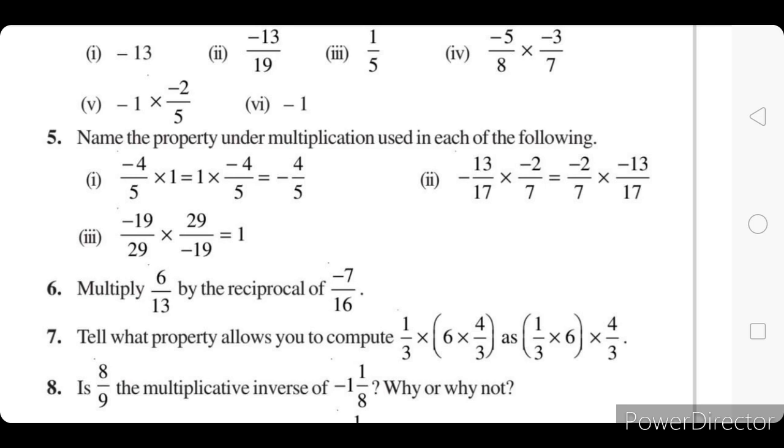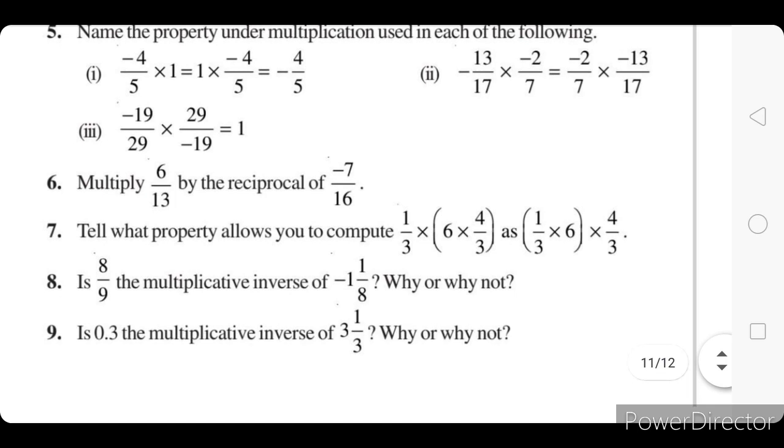As in first, it is multiplied by 1. So it is multiplicative identity, because when we multiply any number by 1, it is multiplicative identity. In the second, you can see minus 13 upon 17 into minus 2 upon 7 is equal to minus 2 upon 7 into minus 13 upon 17. Just places are changed. So you must remember it is commutative property. In the third part, when we multiplied these numbers, answer is coming 1. It is multiplicative inverse. Yes.